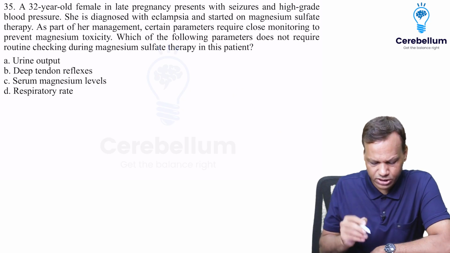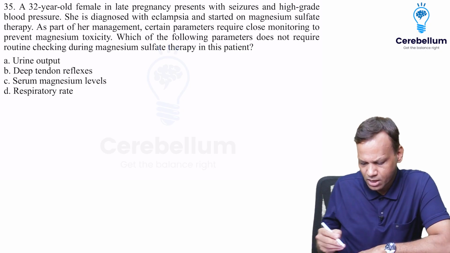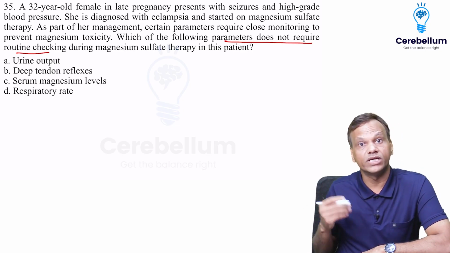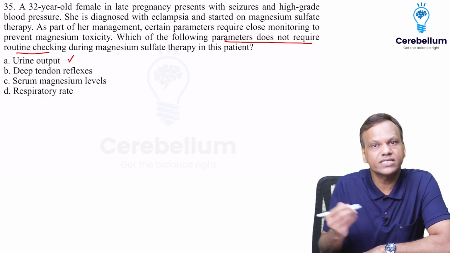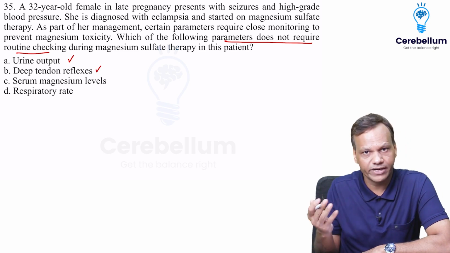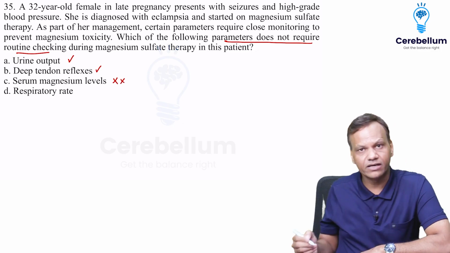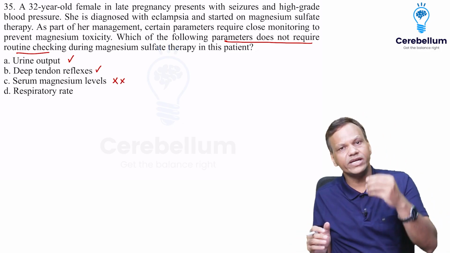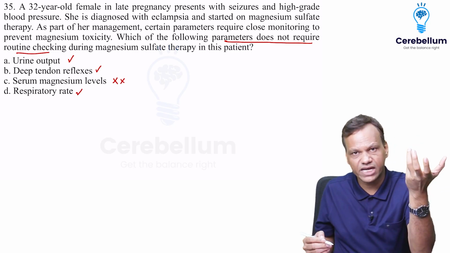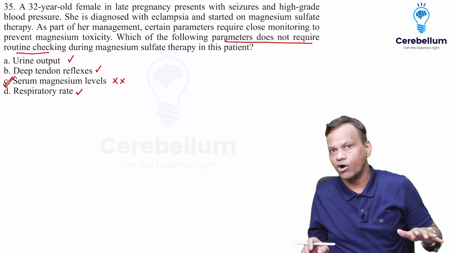Okay. Next question. A 32-year-old female, late pregnancy, again the same magnesium question. Which parameter does not require routine checkup? Urine output, yes, we just discussed, less than 100 in 4 hours, we need to stop. Deep tendon reflexes, we need to monitor to know the early toxicity. Magnesium levels routinely are not needed. If we are suspecting a toxicity, only then we check the magnesium levels, otherwise routinely we do not check. And respiratory rate, again we check, less than 12 is a problem. So the answer is serum magnesium levels are routinely not required.